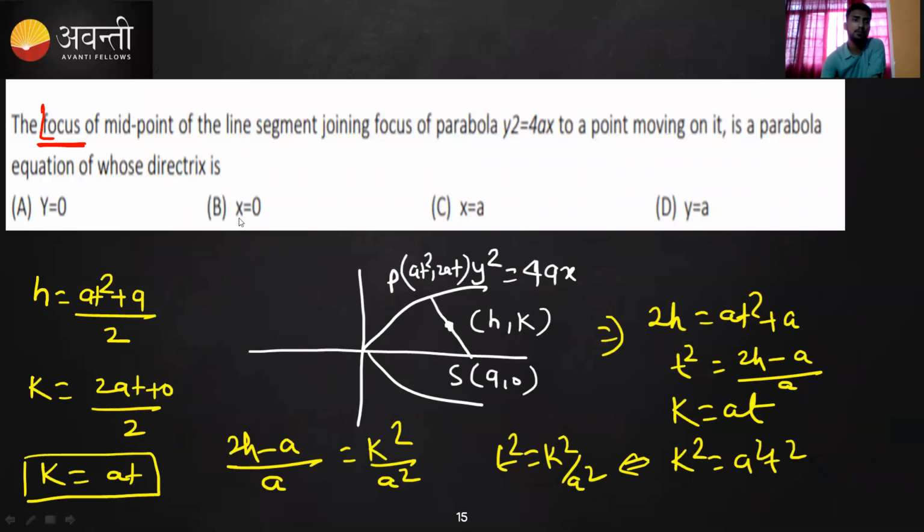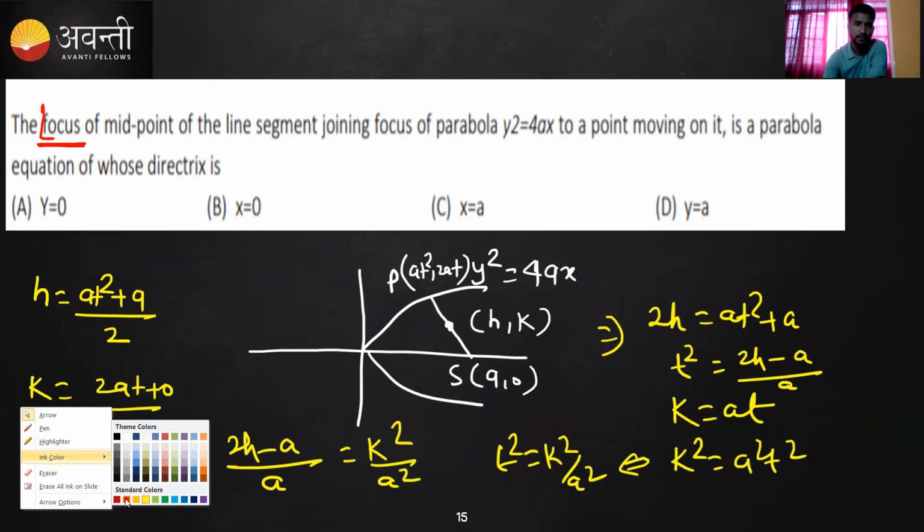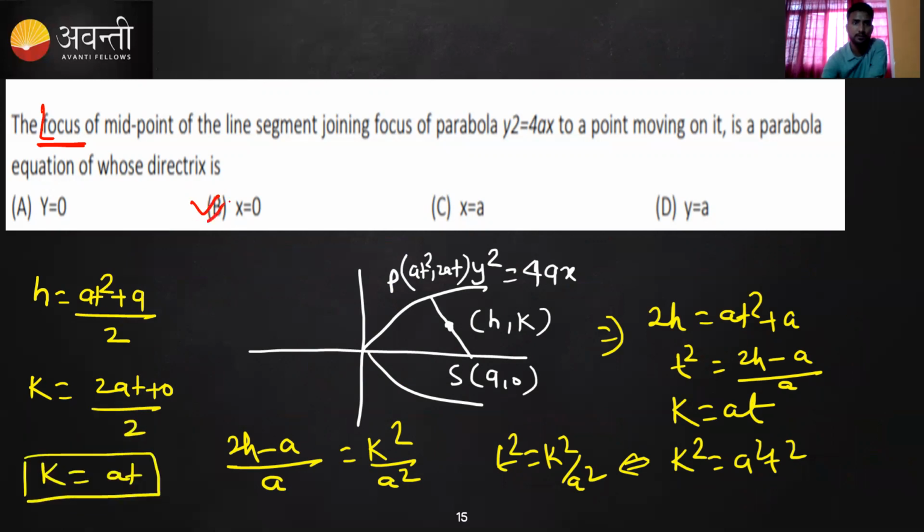So what will be the equation of this directrix that we will get? We have got a parabola equation, and from there we have just found the equation of the directrix, that is x is equal to 0.